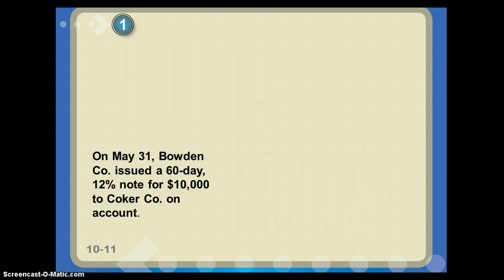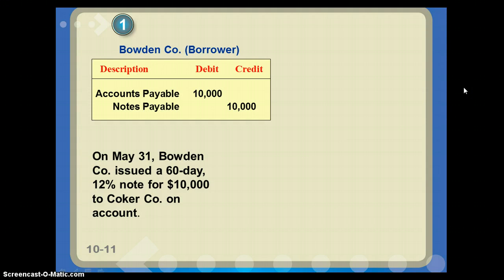Next, we have May 31st, where Bowden Company has issued a 60-day 12% note for $10,000 to Coker on account. So basically Bowden can't pay their bill right away, so they're going to change it from an accounts payable to a notes payable. So that was what we looked at in our previous slide. Bowden, the borrower, says, oops, I can't pay my account on time, so I'm going to debit accounts payable, and I'm going to credit notes payable to change it to a notes payable.